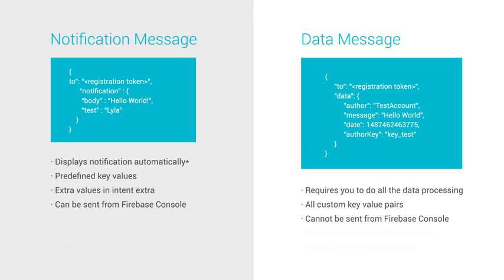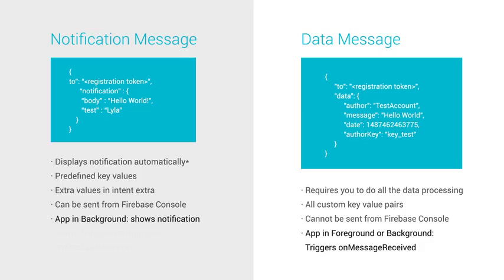With data messages, onMessageReceived is triggered when the app is in the foreground or the background. For notification messages, we already know that when the app is in the background, it shows a notification. Now, if the app is in the foreground, and we've also set up a Firebase messaging service, it will trigger onMessageReceived in the same way as a data message.